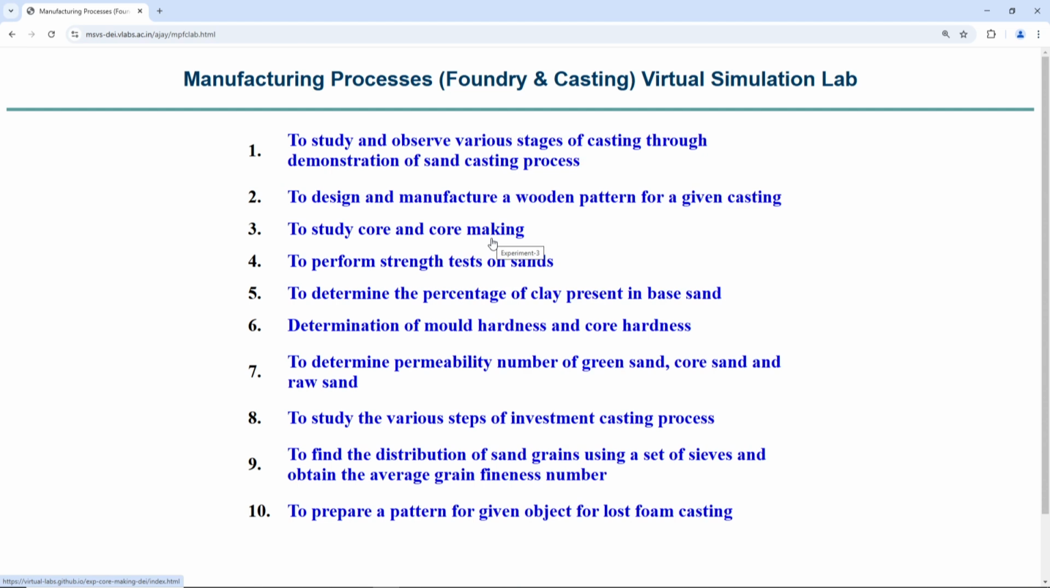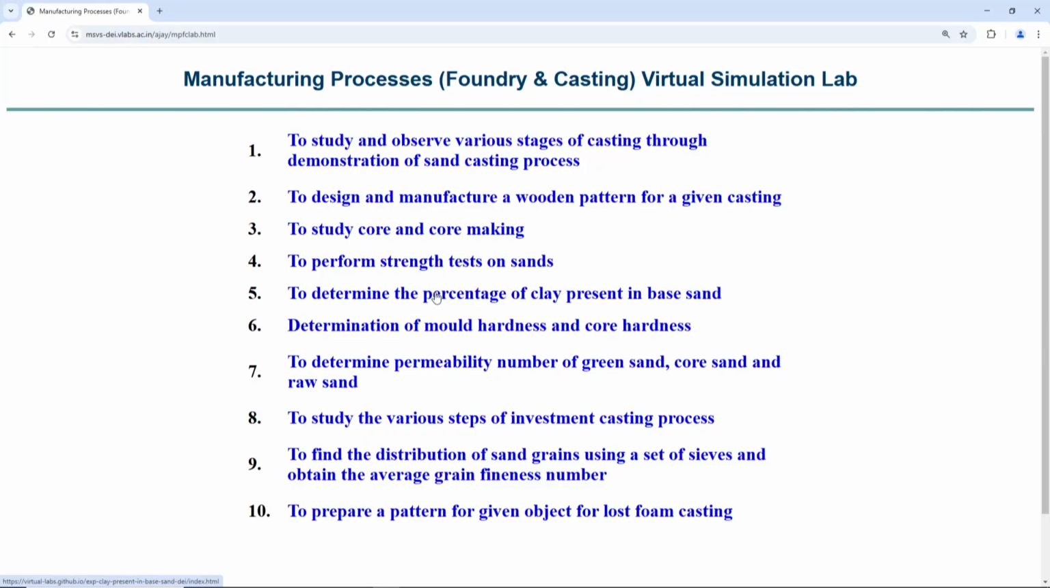Core is always harder than the other casting body. So, this also is one of the experiments: to perform strength tests on sand. The properties of the sand are refractoriness, that is, how it behaves at high temperature, cohesiveness, that is, how sand particles stick together, then dry strength, green strength, and permeability, that is, porosity. All those properties are there. There is also an experiment on permeability, as you can see in experiment number 7, to determine the permeability number of green sand, core sand and raw sand. There are a number of experiments here. I will just walk you through 2 or 3 of them.